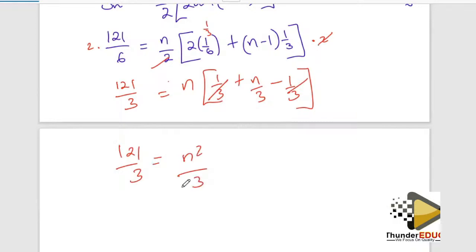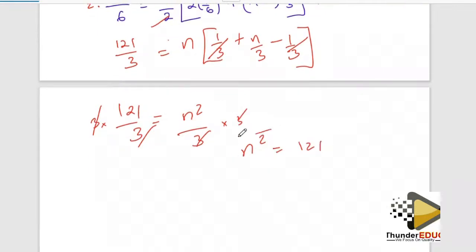squared over 3. We have the same denominators, so times 3, so that the 3's cancel out. So then we have n squared is equal to 121. Then we find the square root on either side. So the square root is always positive or negative. But since we're talking about positions, our answer is going to be 11.